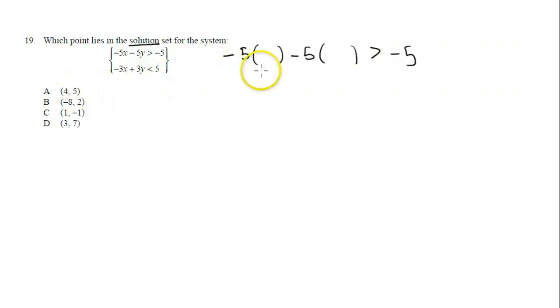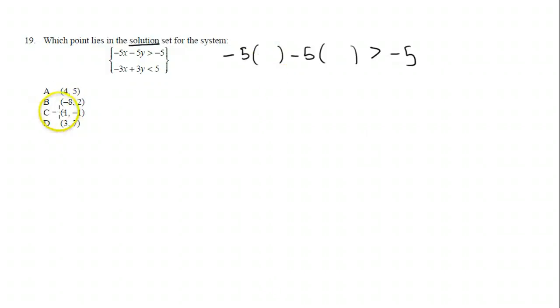So let's try A. I get 4 for x and 5 for y. And if I do this, I'm going to get negative 20 minus 25 is greater than negative 5. And we know that negative 45 is far less than negative 5. So that's not true. So it's not A. Then we move on to the next one. So I'm going to plug it in again.